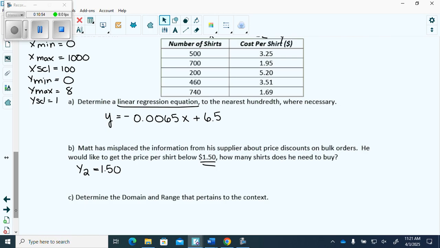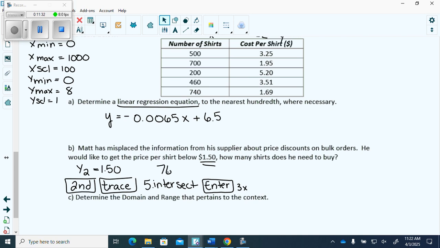First, check and see that you can see where they intersect. If you can't see where they intersect, you need to make your X max bigger. Okay? Because your calculator can't find an intersection it cannot see. So then we go second trace 5, which is intersect. And then enter 3 times. Enter, enter, enter. And I get 769 shirts. 769.23 blah, blah, blah shirts.